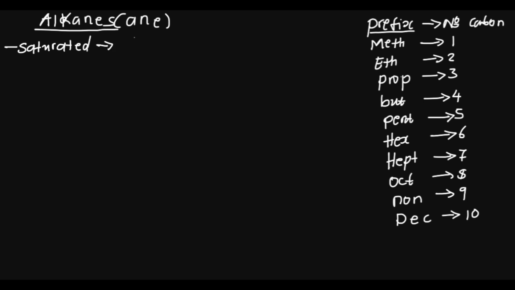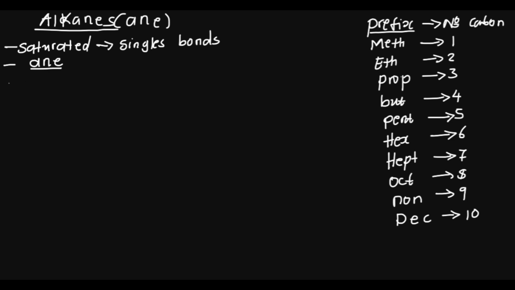Saturated means they contain only single bonds. So here we have no double bonds. Then the other characteristics that we can give to this definition for alkanes: their names end in a-n-e. We have methane, ethane, propane, butane, pentane, stuff like that.